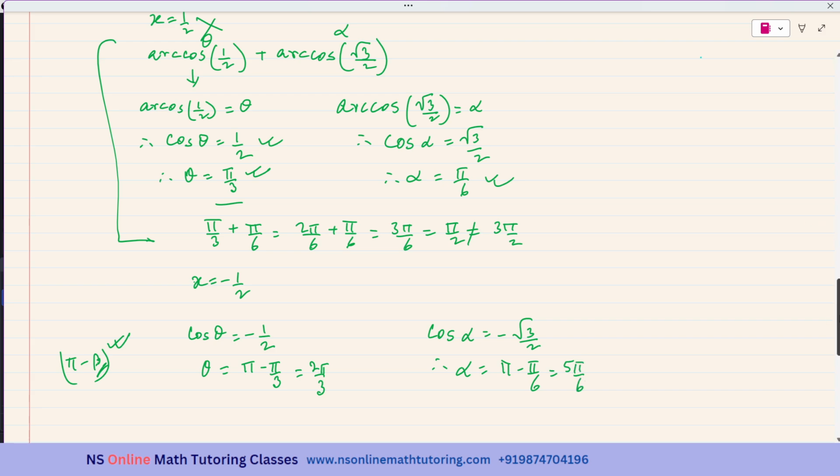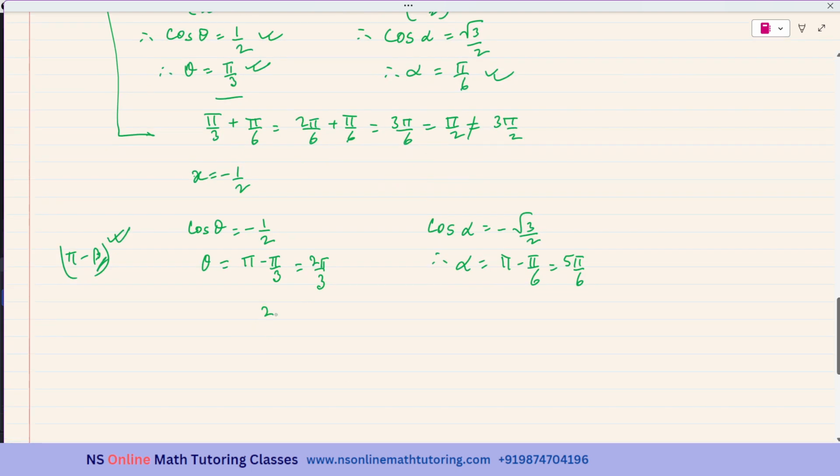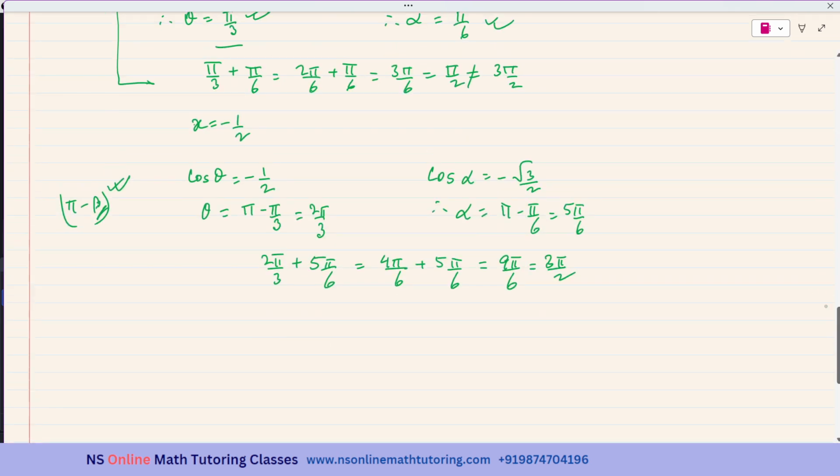Now let us add these two. 2 pi over 3 plus 5 pi over 6, which is equal to 4 pi over 6 plus 5 pi over 6 is equal to 9 pi over 6, which is equal to 3 pi over 2. So therefore the answer will be x equal to negative half.